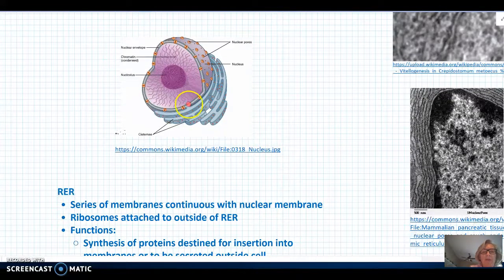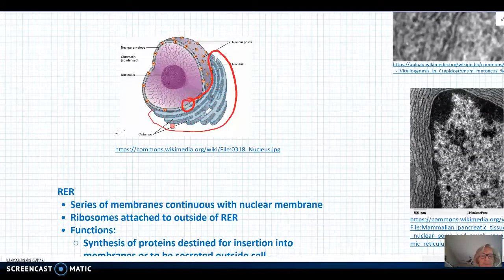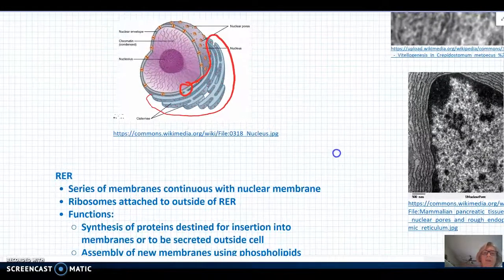If you look at the picture here, this series of membranes here is the rough endoplasmic reticulum. And you can see they're attached to the nuclear membrane. So it all comes together, and coming out to the cytoplasm is this series of folded membranes. The reason it's called the rough endoplasmic reticulum is that originally microscopists could look at it and see there were dots on it. It looked rough. It didn't look smooth.